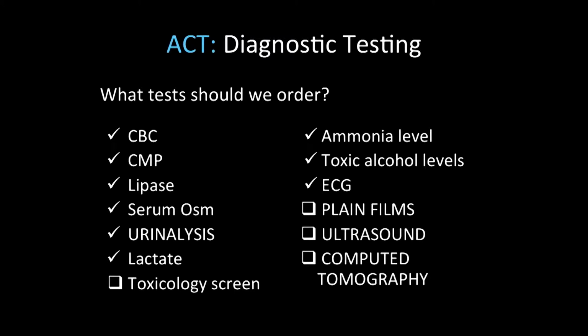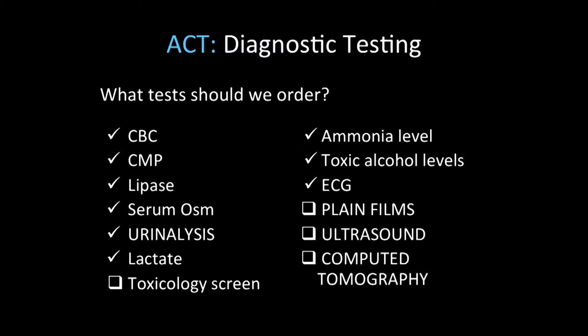So on our differential, we still have a possible infection. So a complete blood count may actually support that with an elevated white blood cell count. But it also gives us information about the patient's synthetic activity of his liver. So looking at his platelet level, does he still have synthetic function? We get a comprehensive metabolic panel to make sure that his electrolytes are not quite abnormal. And we can see from that as well his liver enzymes and his renal function.